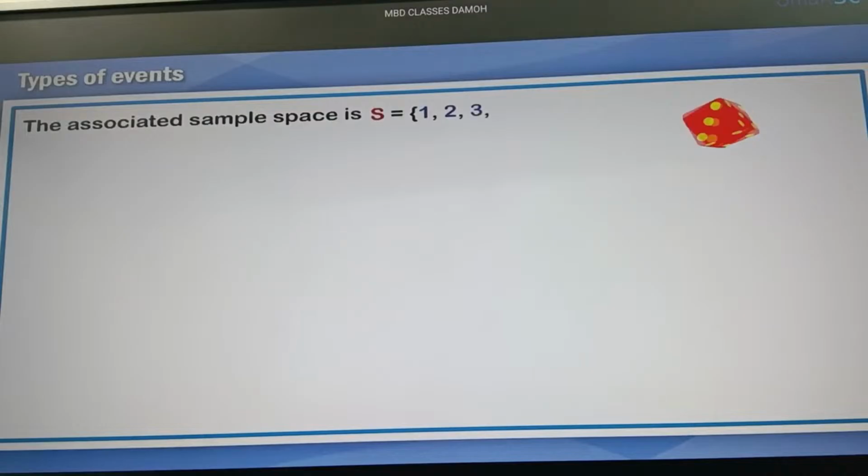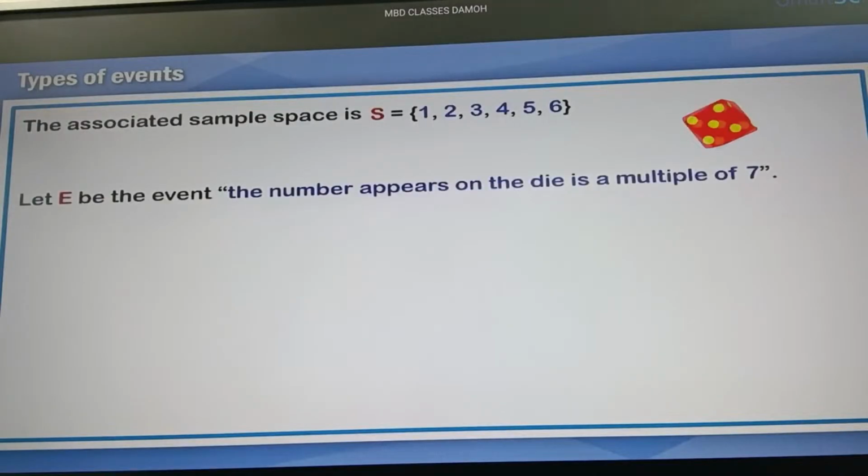To better understand these concepts, let us consider the experiment of rolling a dice. As discussed earlier, the associated sample space is S = {1, 2, 3, 4, 5, 6}. Let E be the event: the number that appears on the dice is a multiple of 7. Can you write the subset associated with the event E?